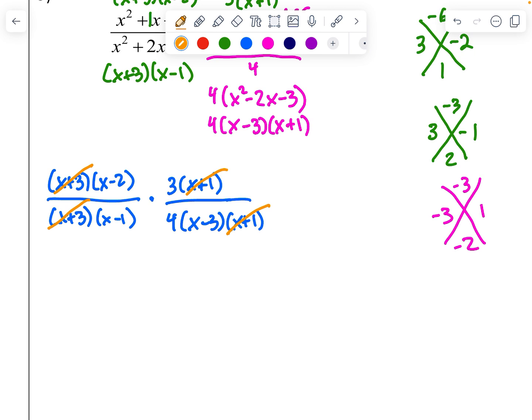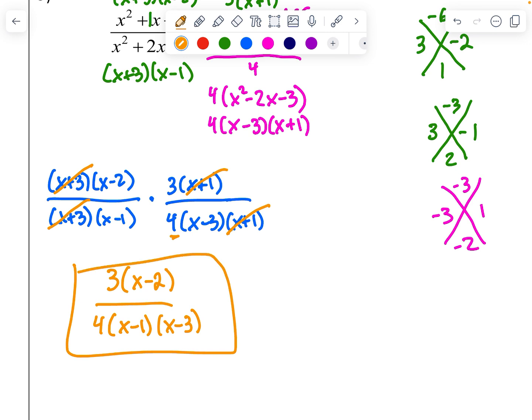So the numbers I like to put in the front, so the 3 I would put first, and then the x minus 2. And then I'd put that 4 in the front, and then the parentheses. So an x minus 1 and an x minus 3. And we are done. So the nice thing about these is you want to keep them in factored form. So once you create the factors, you want to keep them that way.